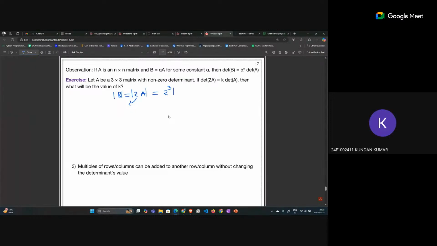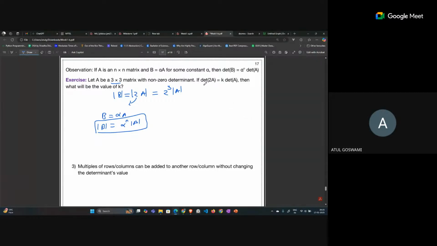The order of the determinant matters. If it is a three matrix, then in general, if B is equal to alpha times A, the determinant of B would be alpha to the power n times the determinant of A. This is the property. What is n here? The order of the matrix, which is three. In general, I'm just saying the order of the matrix.